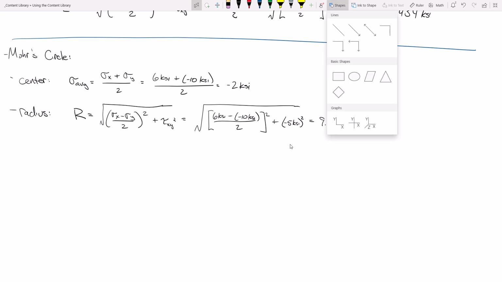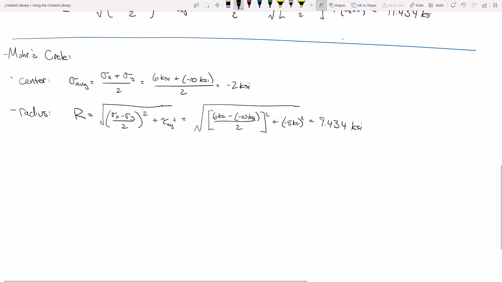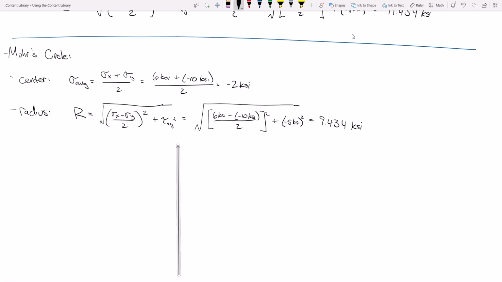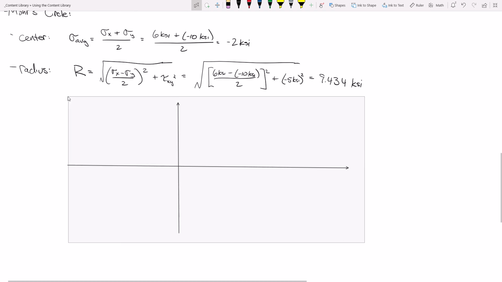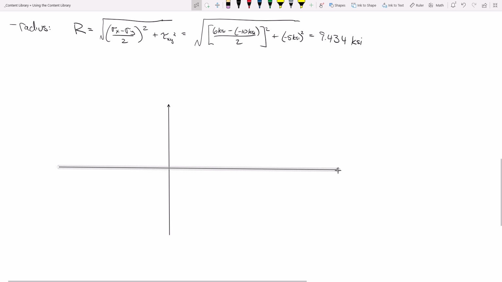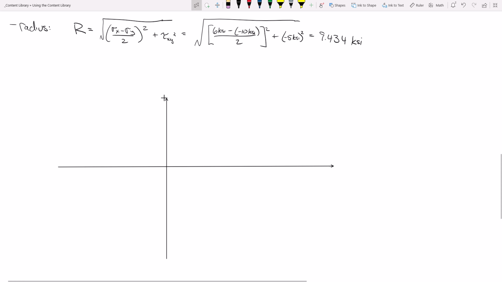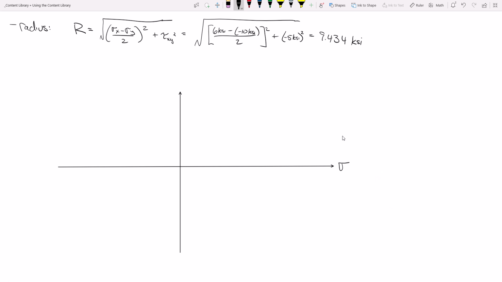Okay, now we're going to try and be fancy here. Let's make this a little longer. So what we're doing when we're plotting is we're plotting normal stress on this axis, shear stress on this axis. Okay. Now what did we find?